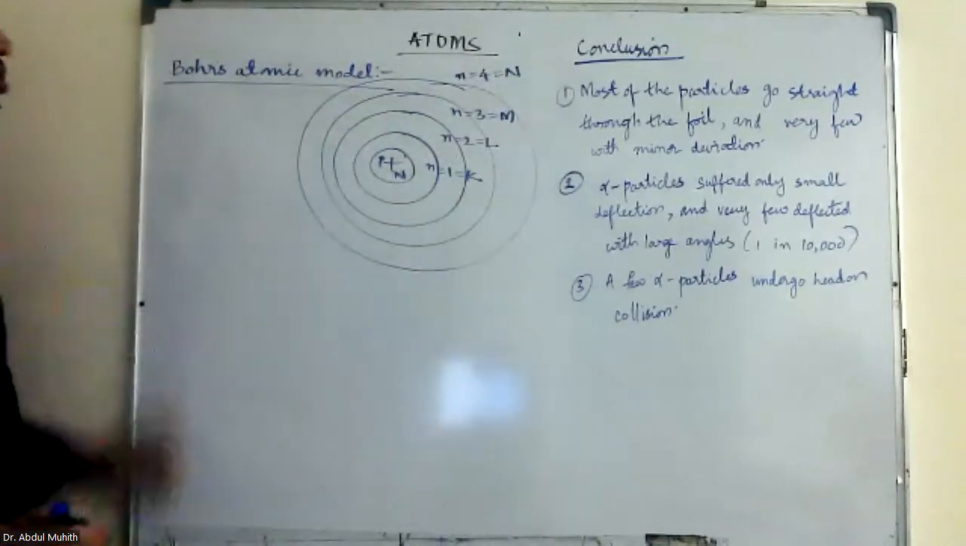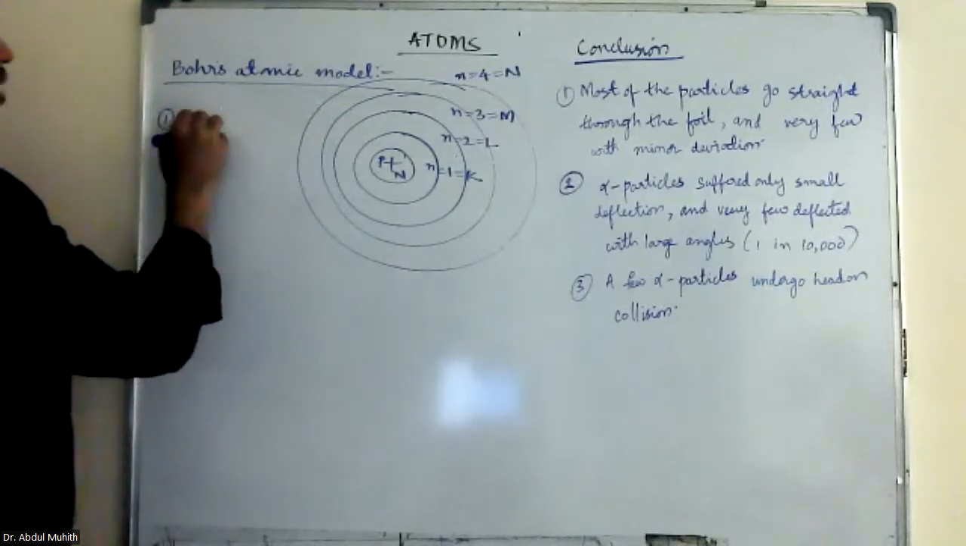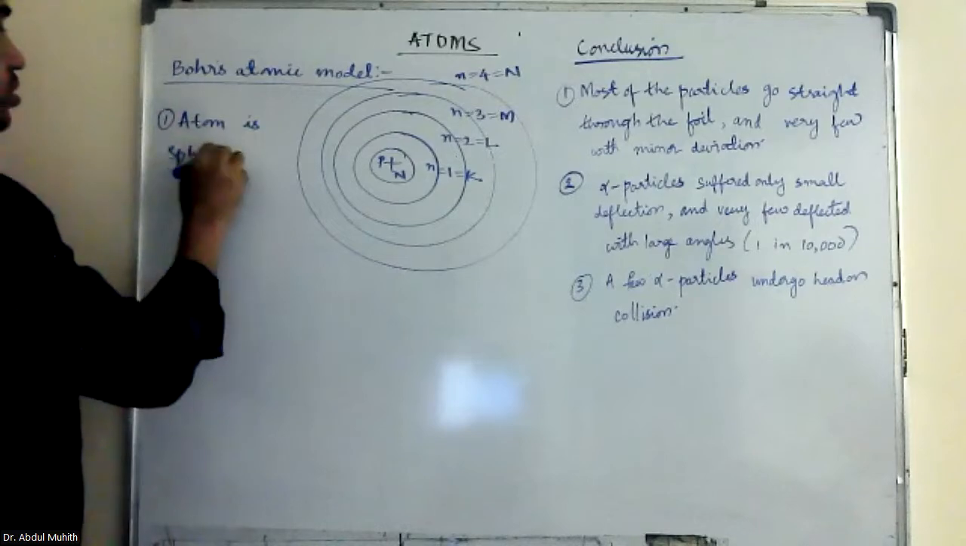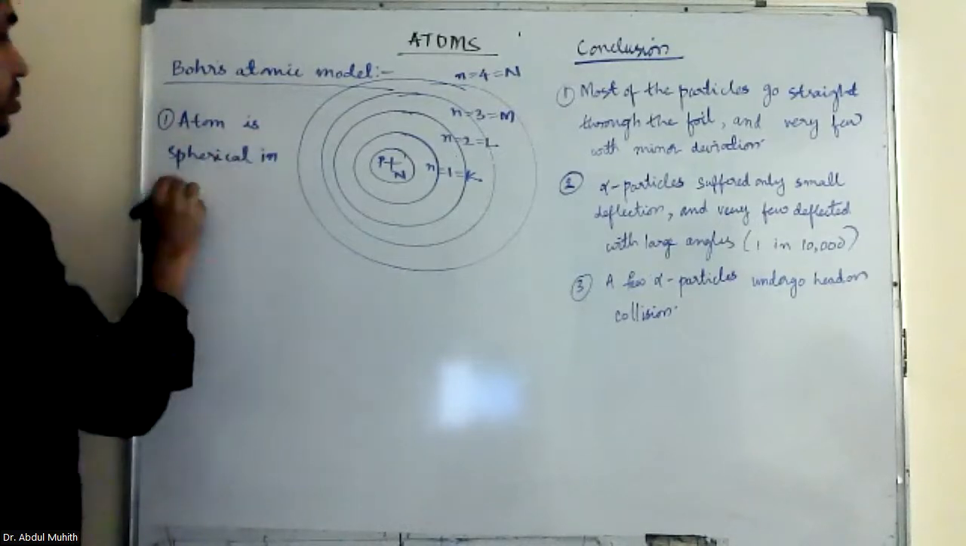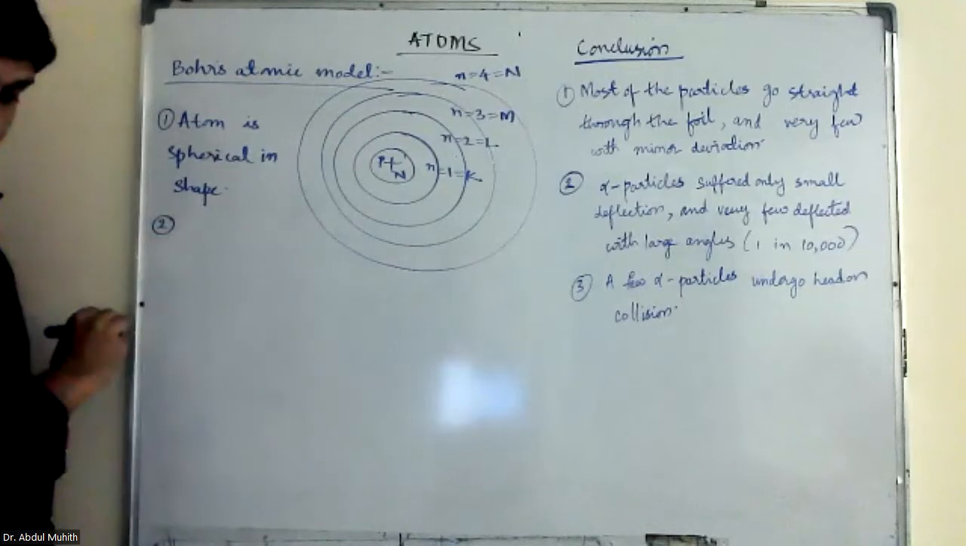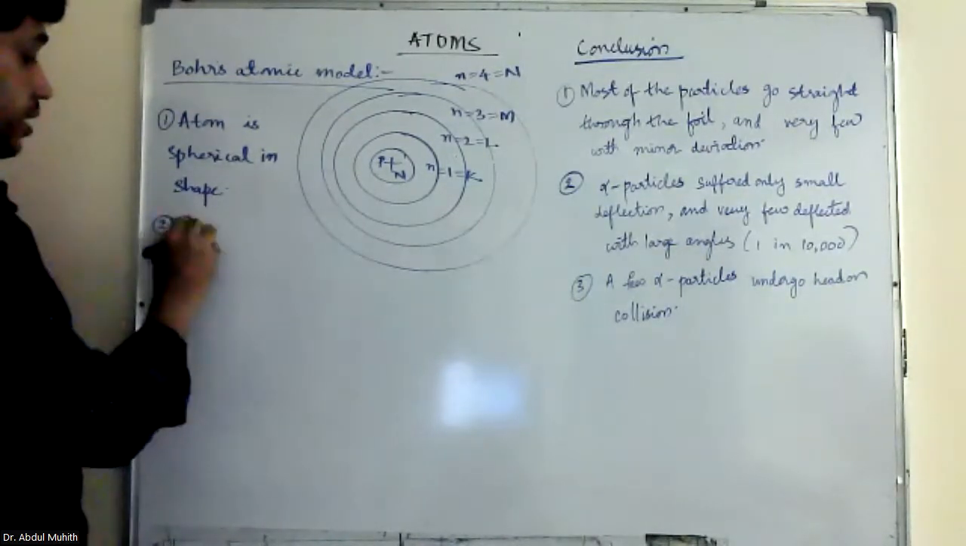Okay, so here the first one is that the atom is spherical in shape. The second one is the entire same. He started with the same: the entire mass of the atom.